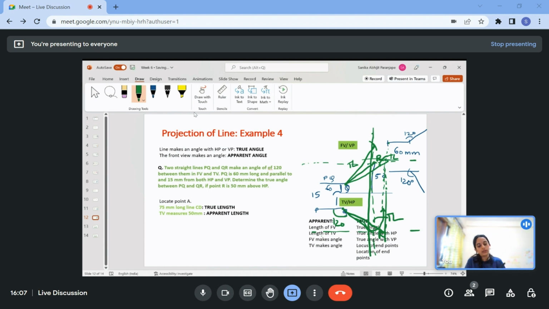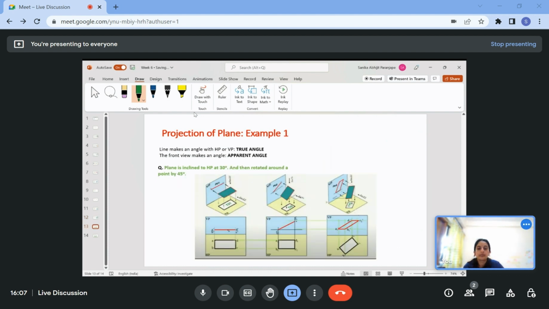So you found the true length by rotating the projections, and then you took that true length and marked it on the straight line where R should be. And since you see the true length, you will also see the true angle between the lines. So we can cover this plane thing maybe next time, or okay, I'll just finish it this time.